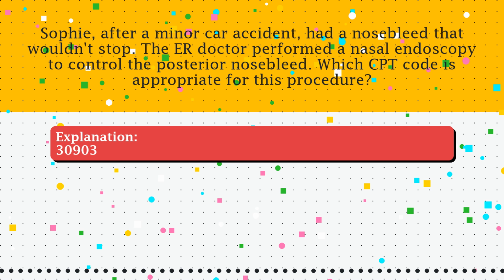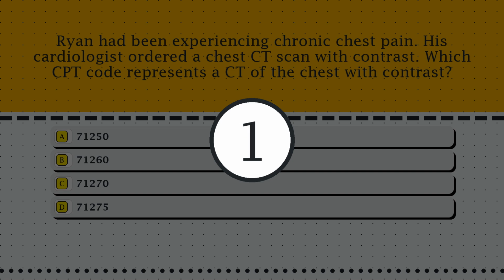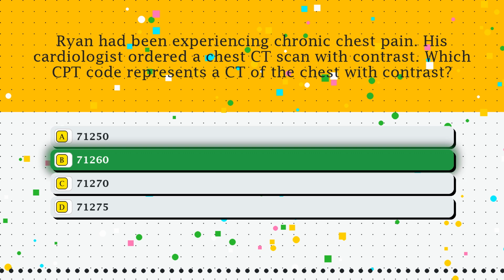Question 234. Ryan had been experiencing chronic chest pain. His cardiologist ordered a chest CT scan with contrast. Which CPT code represents a CT of the chest with contrast? Option A is 71250. Option B is 71260. Option C, 71270. Option D is 71275. The correct answer is option B, 71260.